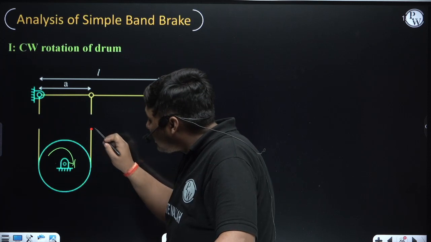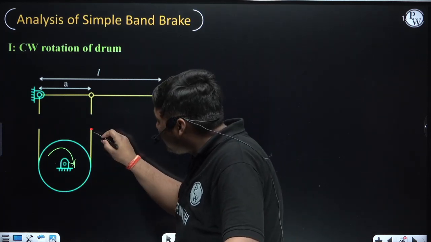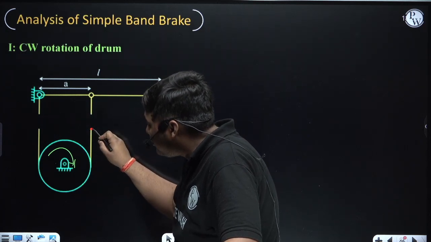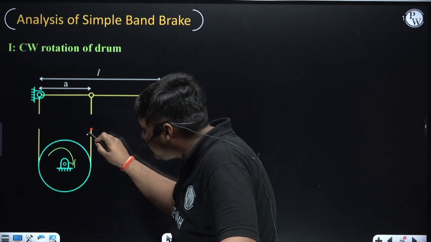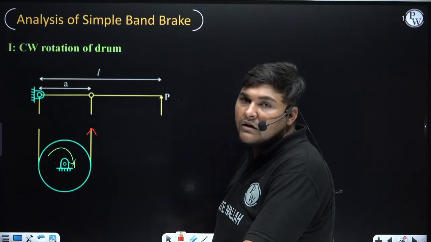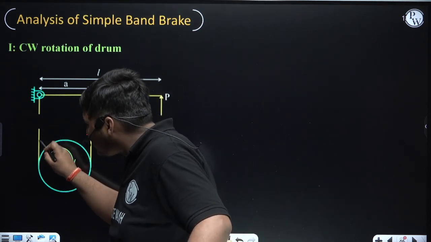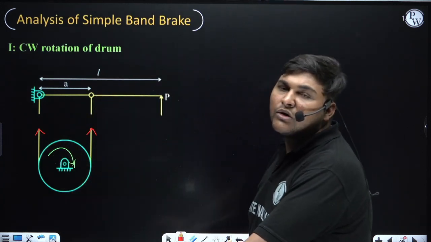Now at this location draw an arrow which is tension for this band. If we want to draw an arrow which is tension for this band, meaning it is trying to elongate this band, we need to draw the arrow like this. Similarly, to draw the arrow here, which is trying to elongate this band, we need to draw the arrow like this. So this is the direction of tension. Whether it is tight side or slack side is a different thing.